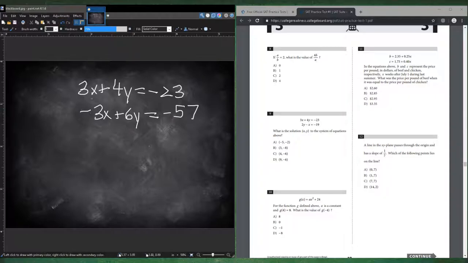Now let's add them together. The negative 3x and the 3x cancel out. So the variable is left with 10y, and that makes negative 80. So y is equal to negative 8.